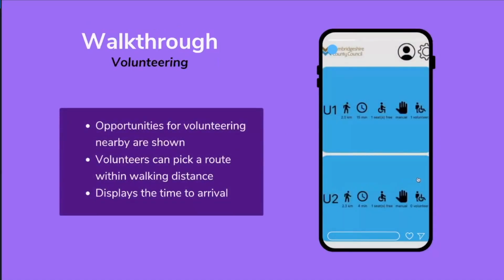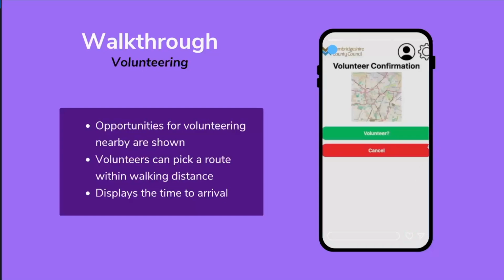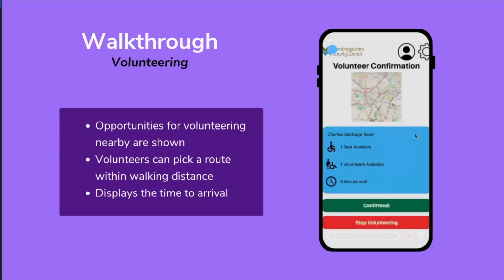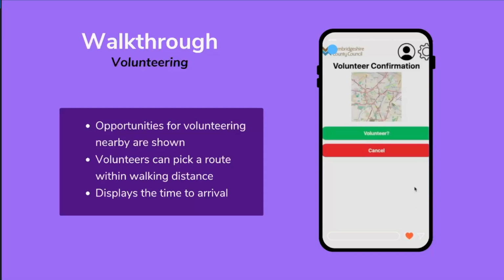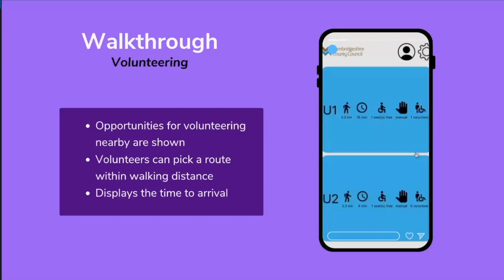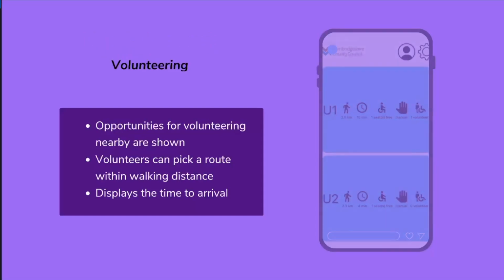In terms of volunteering, here is a volunteer's walkthrough. It displays the top 5 closest reservations made by those with accessibility needs, allowing us to couple volunteers to those with impairments. Here, metadata is given, such as the seats available, the volunteers available, how long they'll need to wait, as well as the walking distance to the bus and what sort of ramps the bus uses.